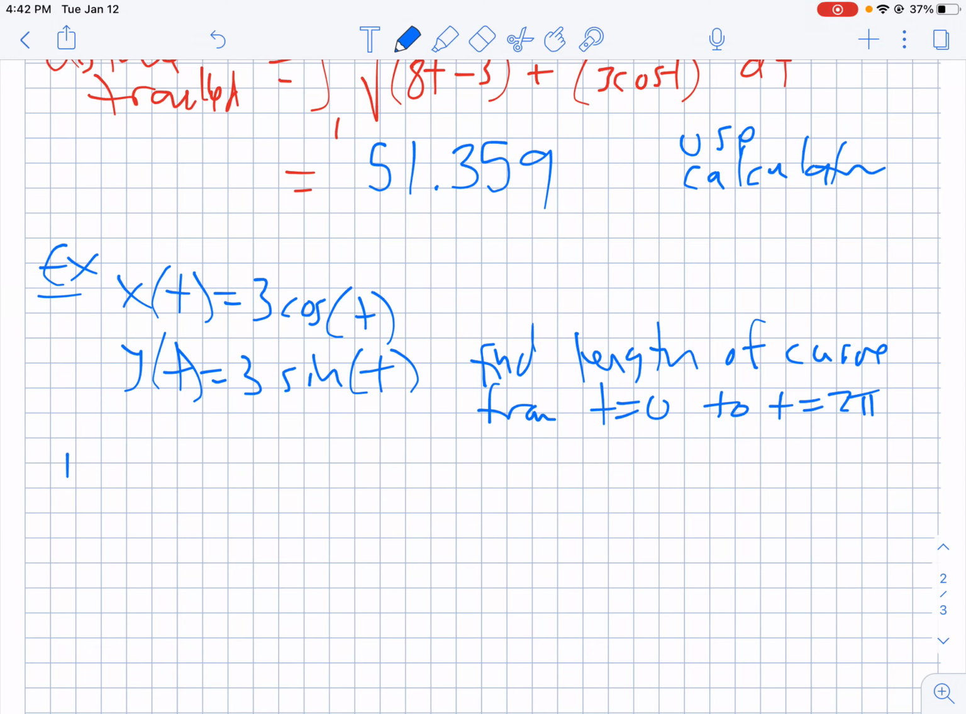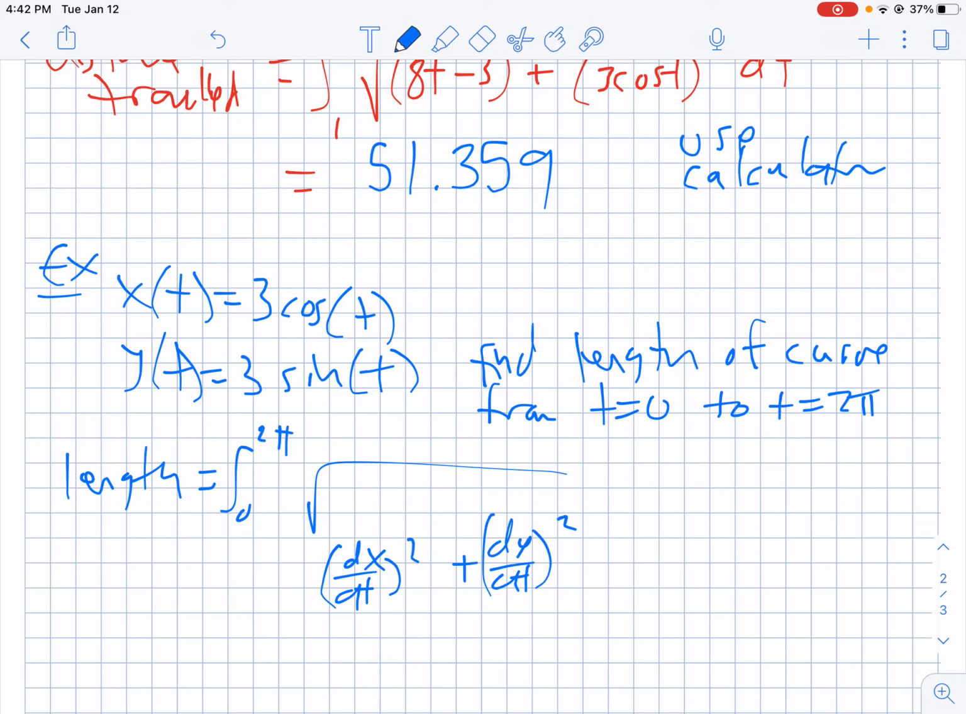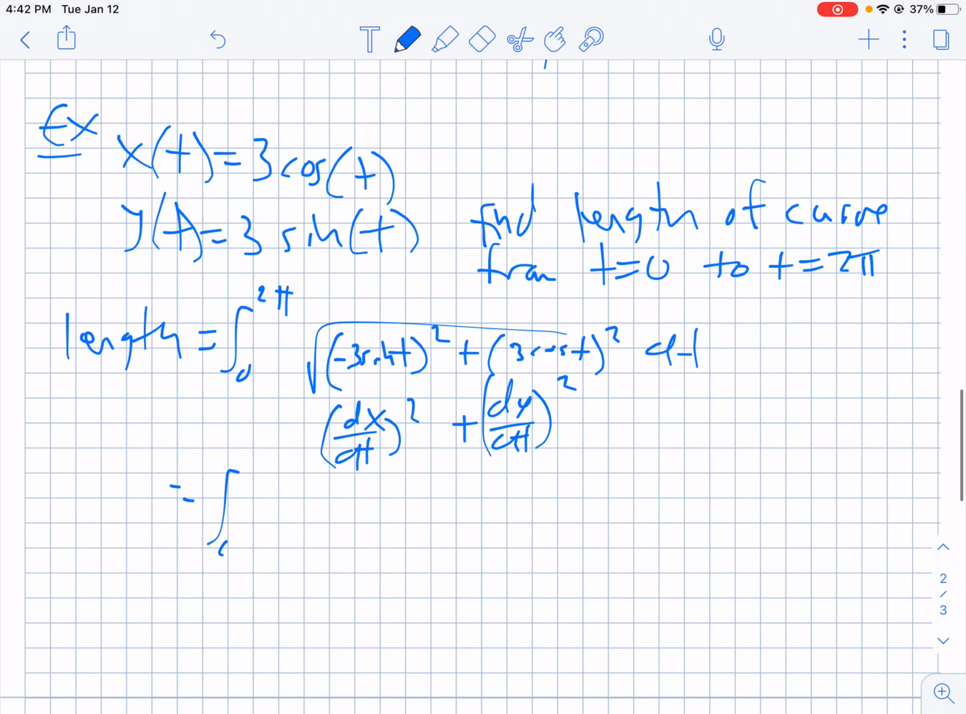So the way we find the length of the curve, of course, the a and the b are 0 to 2 pi, so that's the integral from 0 to 2 pi of square root of the dx dt squared plus the dy dt squared. Okay, so you work this out. Your dx dt squared, the derivative of that is negative 3 sine of t squared, and the derivative of that is 3 cosine of t squared. Now this is something you could plug in, but it's too beautiful not to work out.